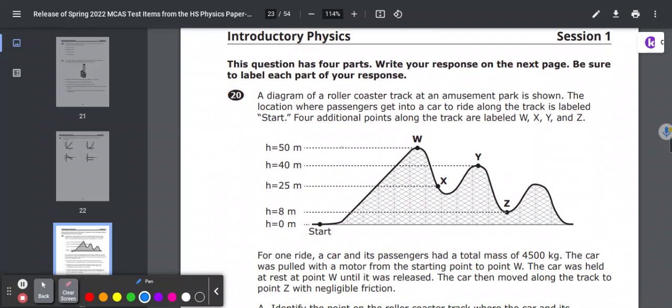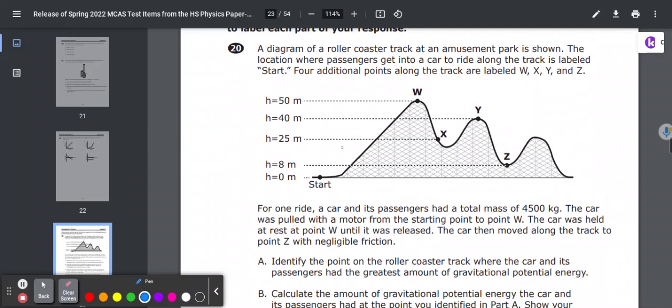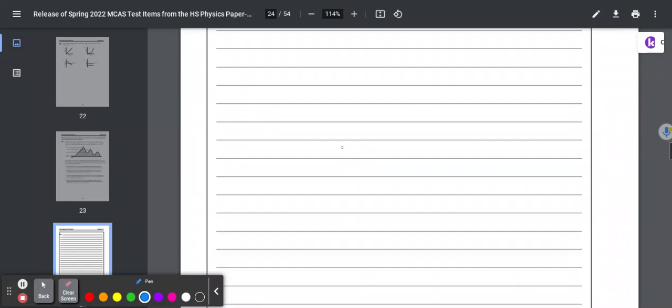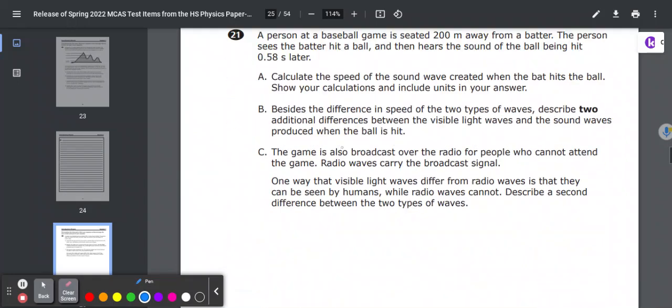Number 20, this is also open response. I'm going to cover it later in future videos. Similar with 21.